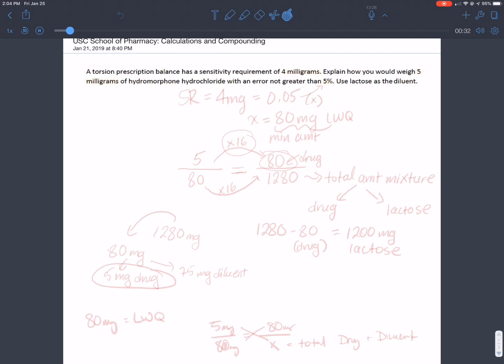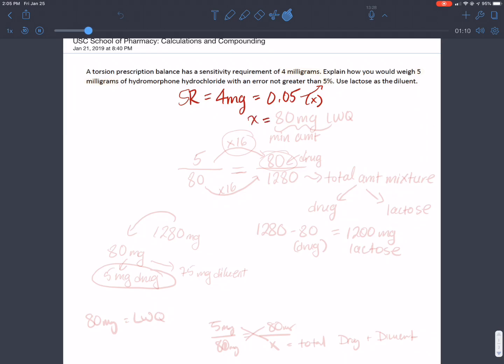So we already highlighted 3 important numbers. 4 milligrams of our sensitivity requirement, 5 milligrams of our target drug, and an error not greater than 5%. So we're going to start off by finding the least amount that we could weigh on our balance. And we do this with the sensitivity requirement. 4 milligrams is equal to 0.05, which is the same as the 5%, times x. And x is going to be our least weighable quantity.